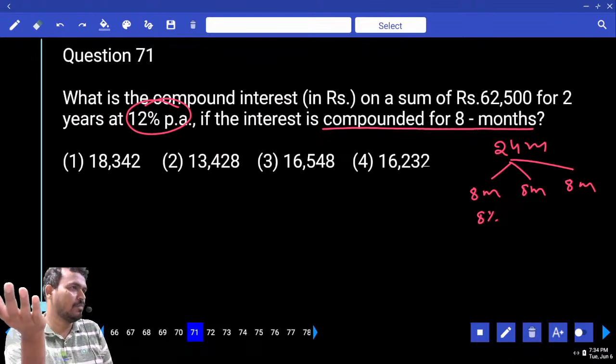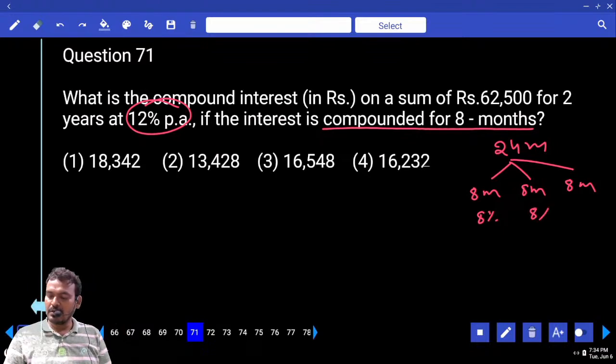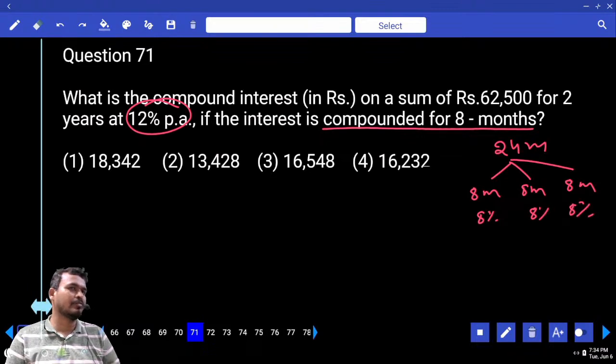Per annum means 12 months, and 12 months is how much? 12%. We are calculating for 8 months, so what is the 8 months rate of percent? 8%. How many times do we need? 3 times. It is similar to a 3 years format: first 8 months, second 8 months, last 8 months.